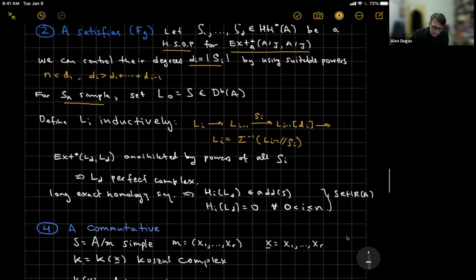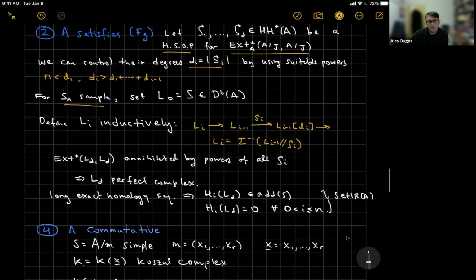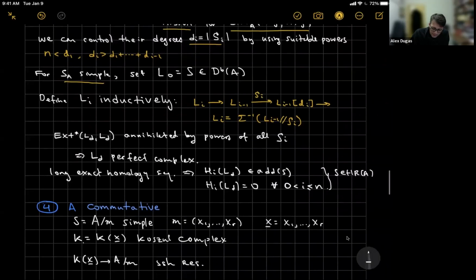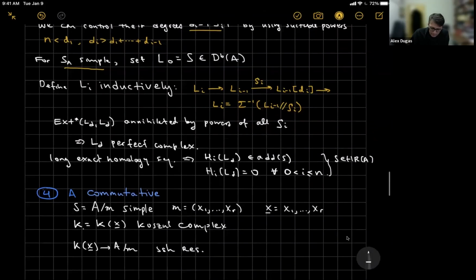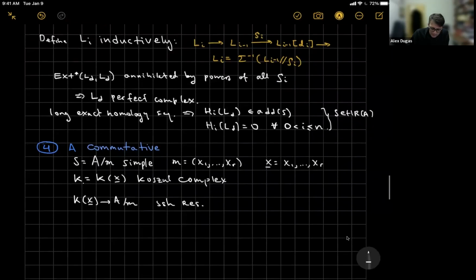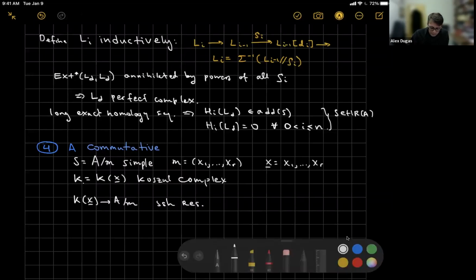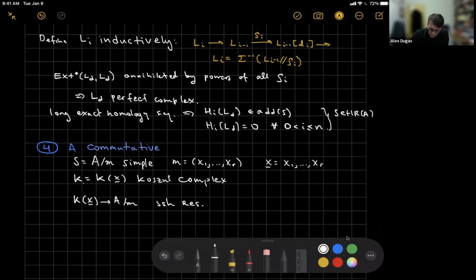And so that works for each simple module S, and therefore every finite length module will also have an SSH resolution. Okay, next, for the case where A is commutative, the idea there, as we saw before, is to use the Koszul complex. We know that this gives an SSH resolution for the simple module A over M.